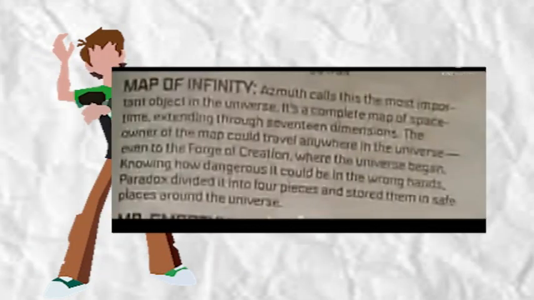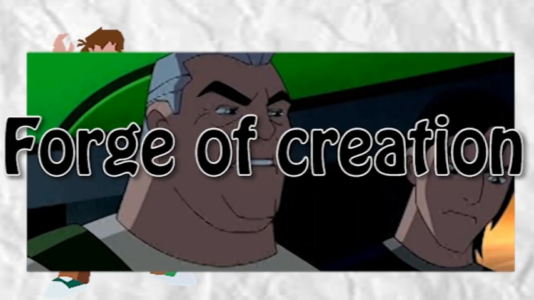Then we have the episode titled Map of Infinity, where we get introduced to the complete map of space-time running through 17 dimensions, which is needed to get to the Forge of Creation, where the baby Celestialsapiens are formed.